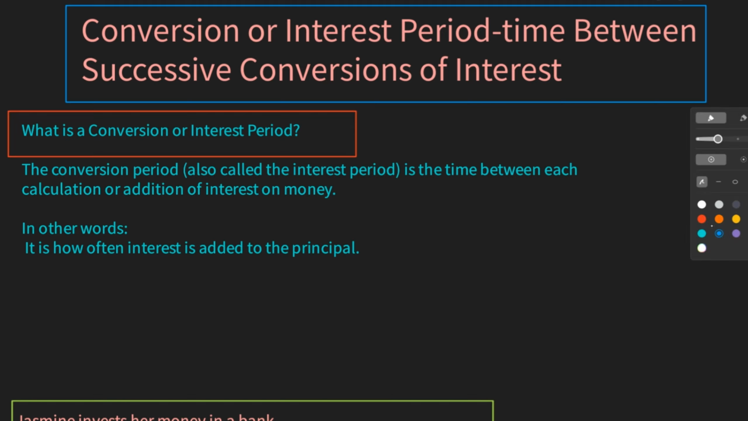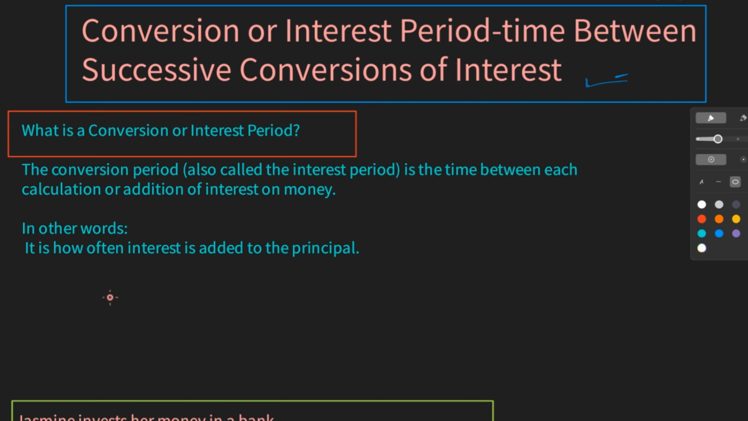So for today's video, we are going to talk about the conversion or interest period, the time between successive conversions of interest. Let's have the meaning of conversion or interest period. The conversion period, also called the interest period, is the time between each calculation or addition of interest on money. Again, conversion period is also known as interest period.